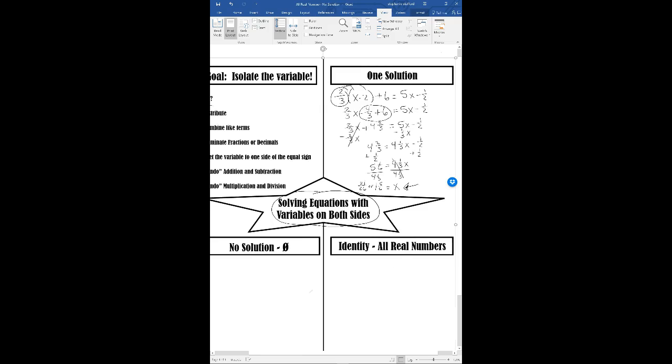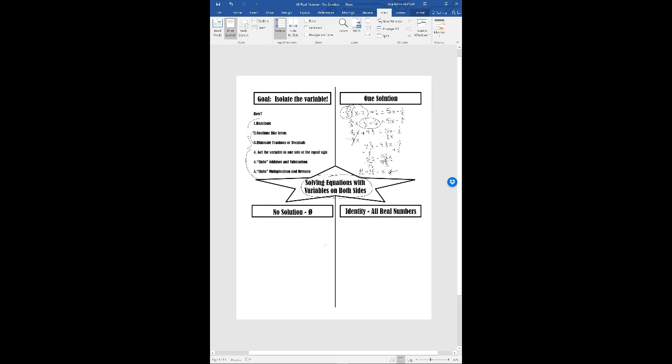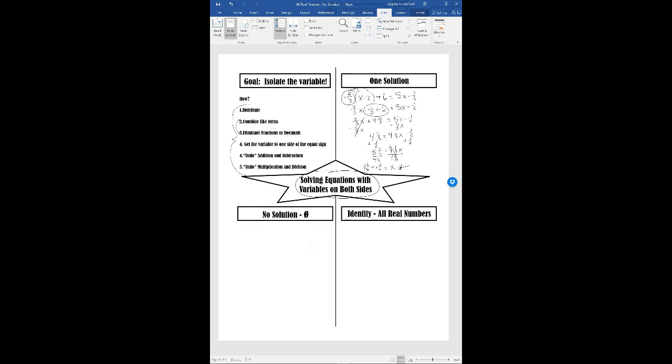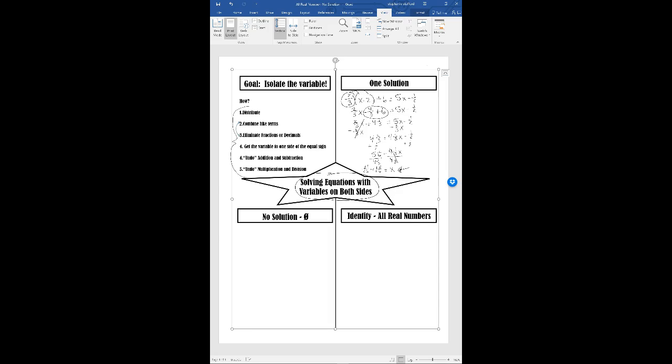Now we're going to look at these bottom two options here. There is a possibility that we go to solve a multi-step equation and all of a sudden something happens and we get this no solution, or we get this all real numbers. Let's look at a couple examples of those. Let's look under no solution and see what happens when we solve this equation. We're going to use the same steps, the same process, but we'll notice something happens.